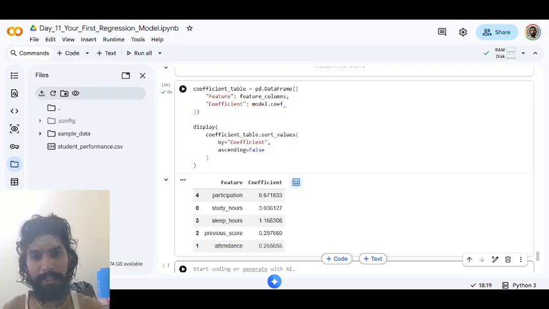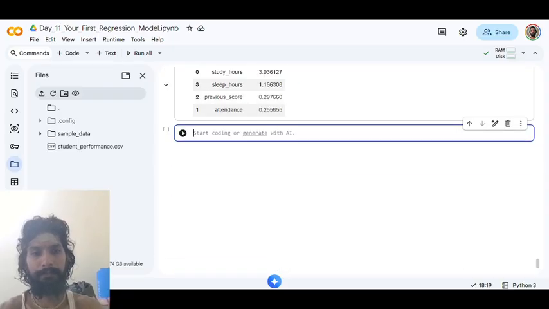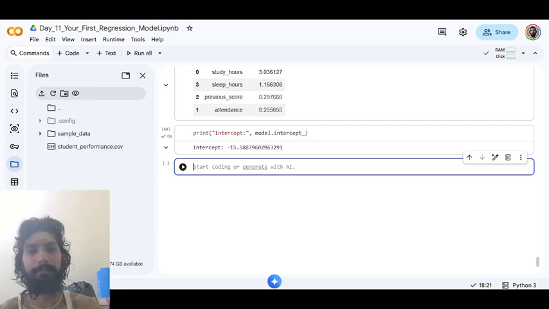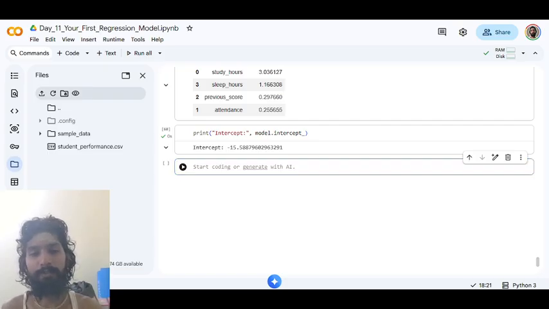Let us also inspect the intercept. The intercept is the model's starting value when all features are 0. In some datasets, this value may not have a useful real-world interpretation. For example, a student with 0 attendance, 0 previous score, 0 sleep, and 0 participation may not represent a realistic case. So, not every mathematical component needs a strong practical interpretation.